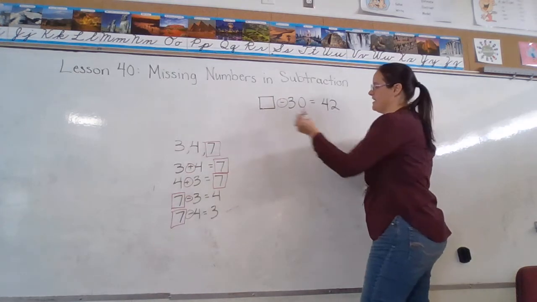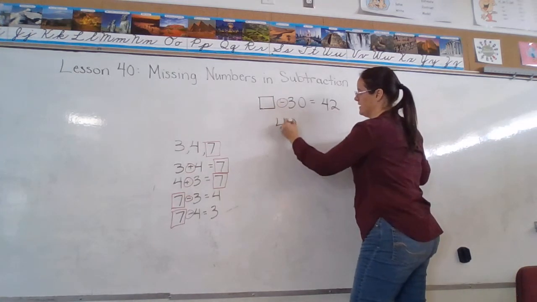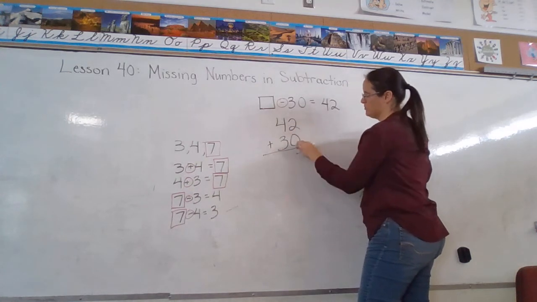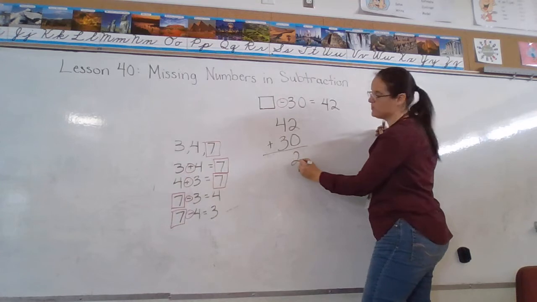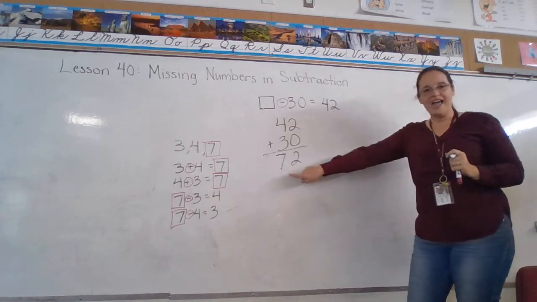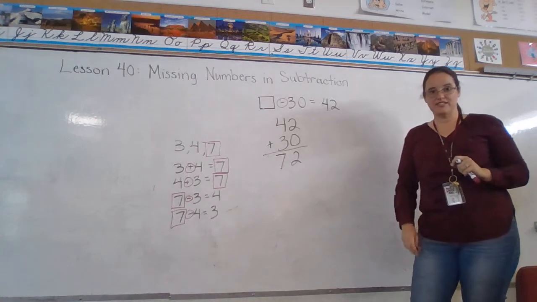So I will take 42 plus 30. 2 plus 0 is 2. 4 plus 3 is 7. So I think my answer is 72.